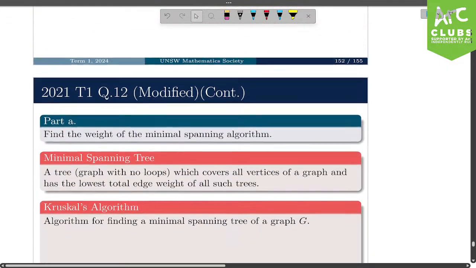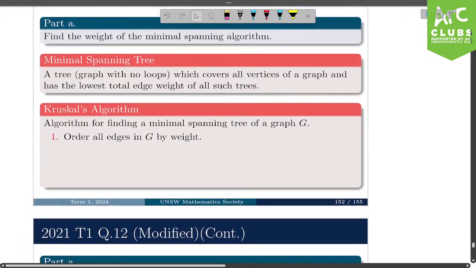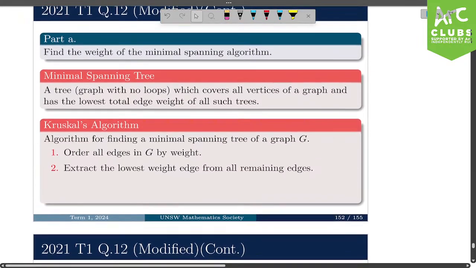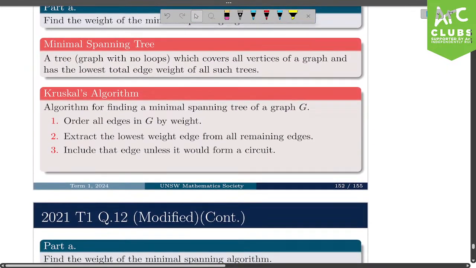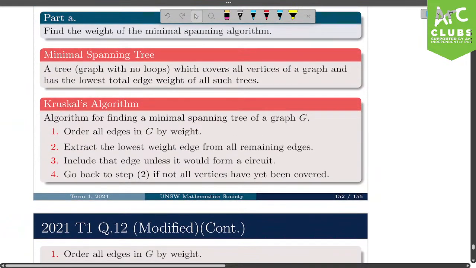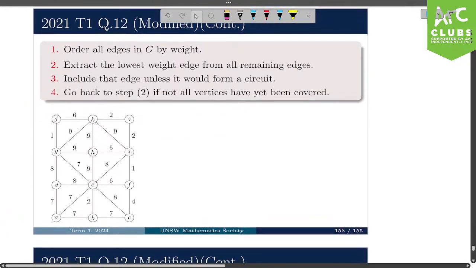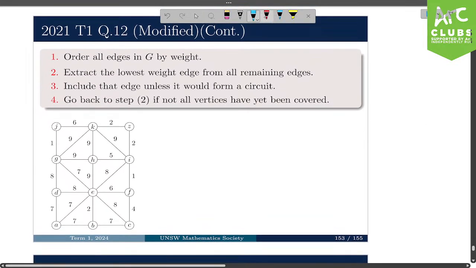And there's an algorithm for doing this. It's called Kruskal's algorithm for generating the minimum spanning tree. It basically goes: order all the edges in G by weight. We take the next smallest one, the lowest weighted edge, and include it in our tree unless it forms a circuit, that cycle I was talking about earlier. Then keep on doing that until you get a full tree. It's kind of cool that this algorithm works, and you can just trust it works, or you can prove why it works if you want. So let's just go through this.